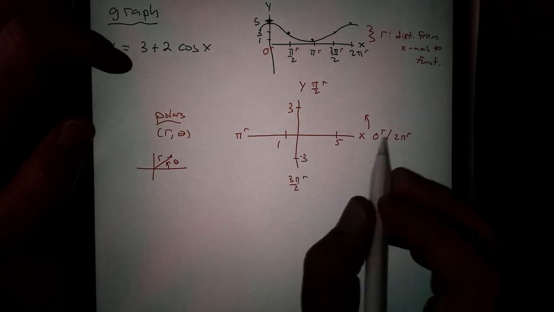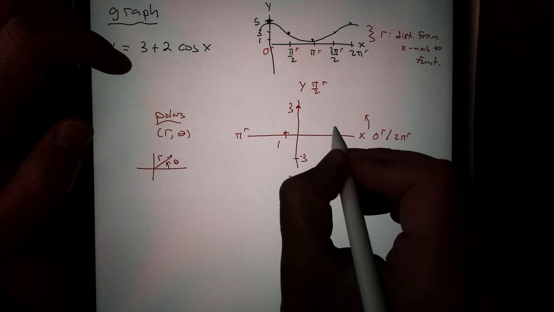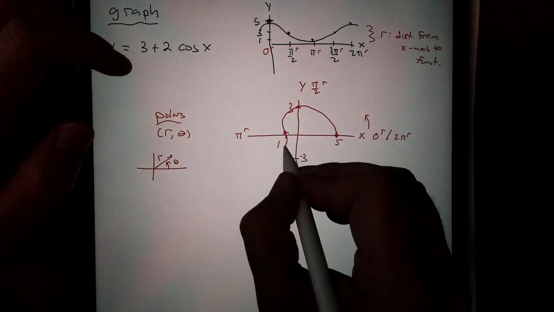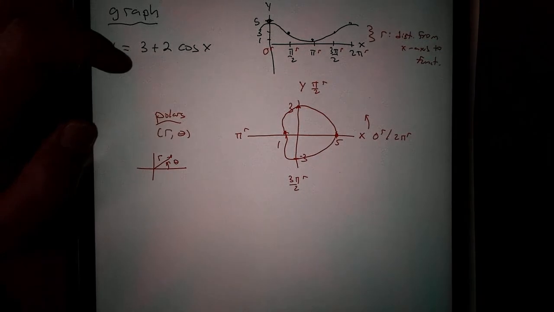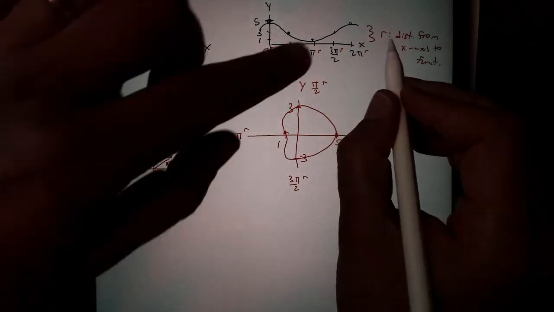There, negative 3. So you might remember how to graph these from last year. This is going to be our limaçon. And there we have our function right here. But what I want to take a look at here is the x-axis.